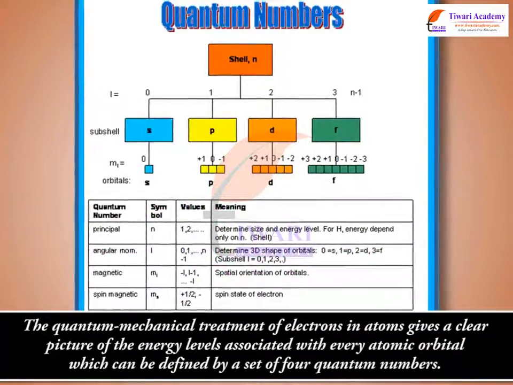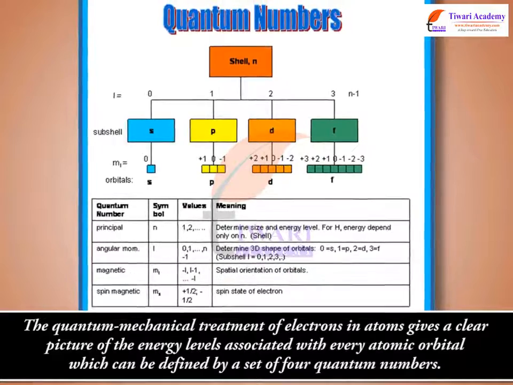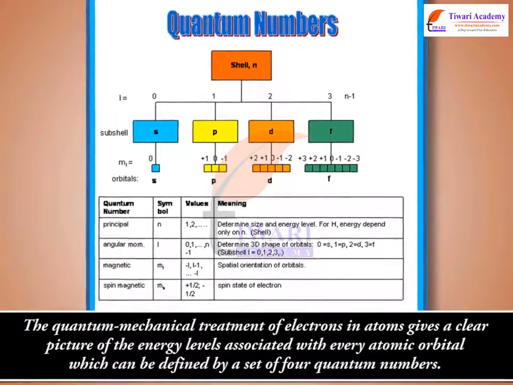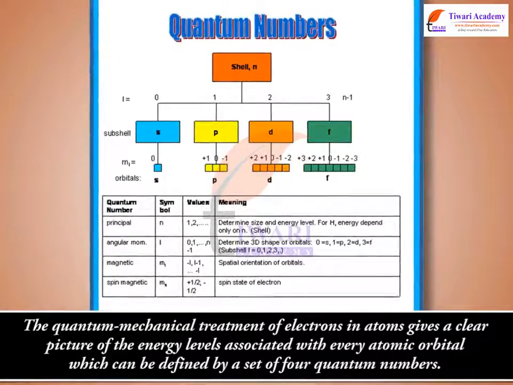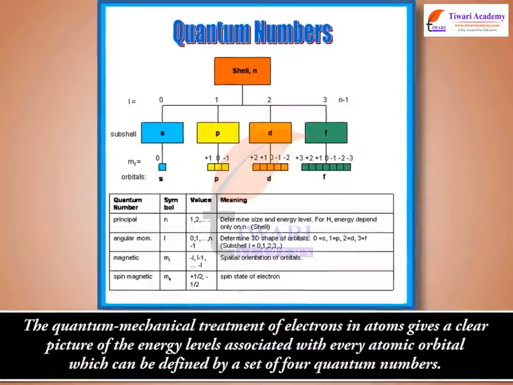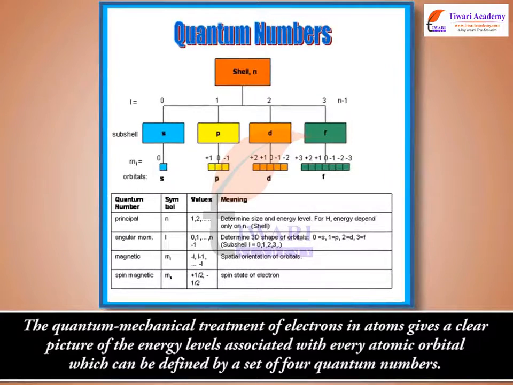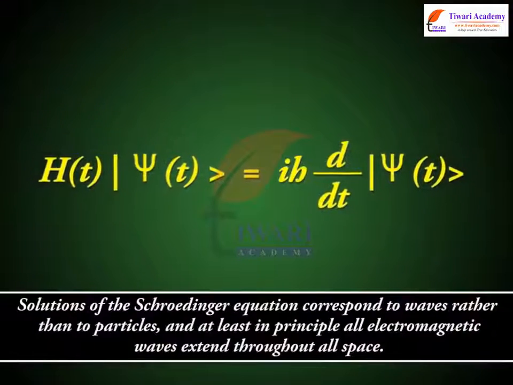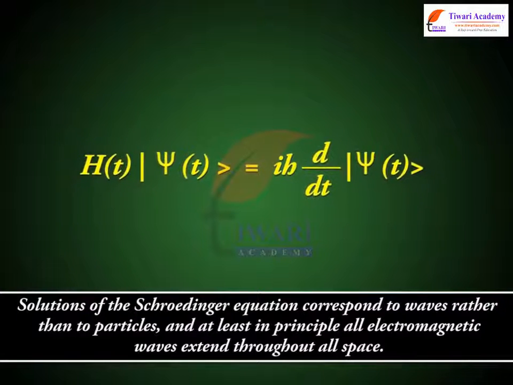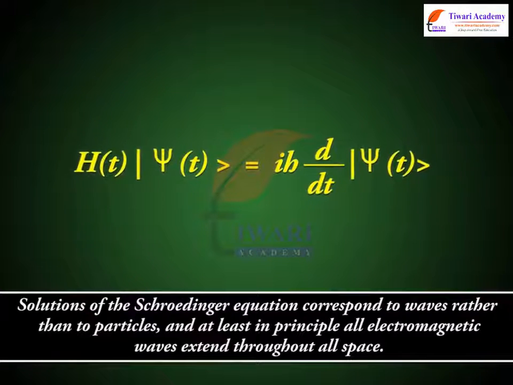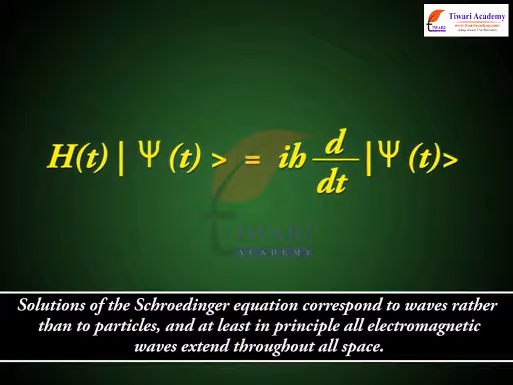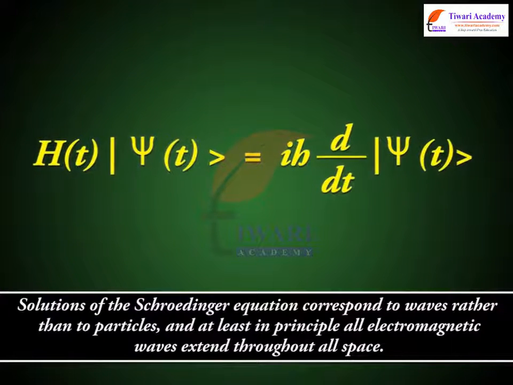The quantum mechanical treatment of electrons in atoms gives a clear picture of the energy levels associated with every atomic orbital, which can be defined by a set of 4 quantum numbers. Solutions of the Schrödinger equation correspond to waves rather than to particles, and at least in principle, all electromagnetic waves extend throughout all space.